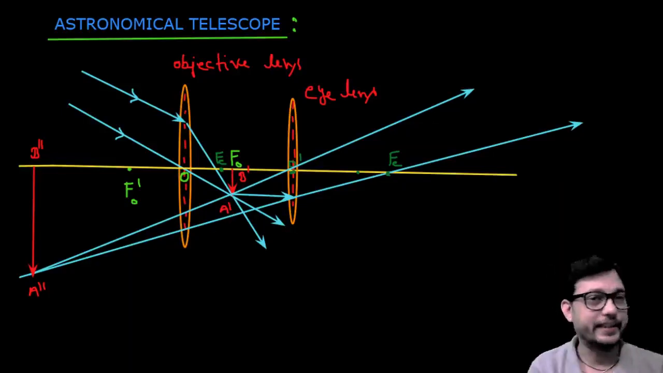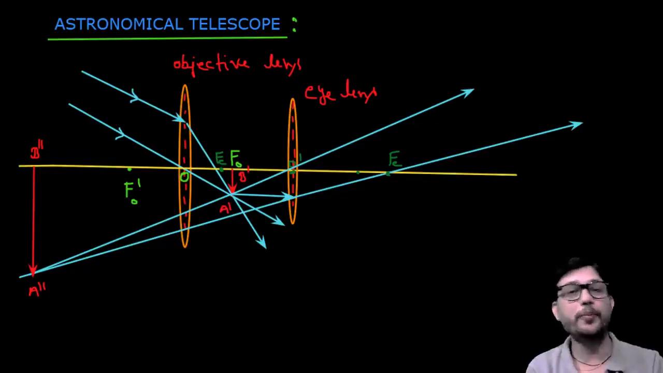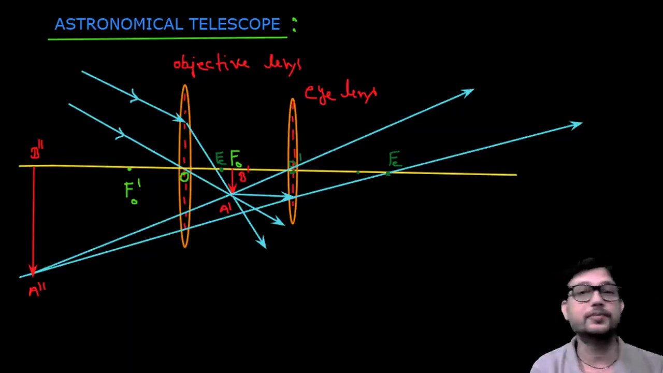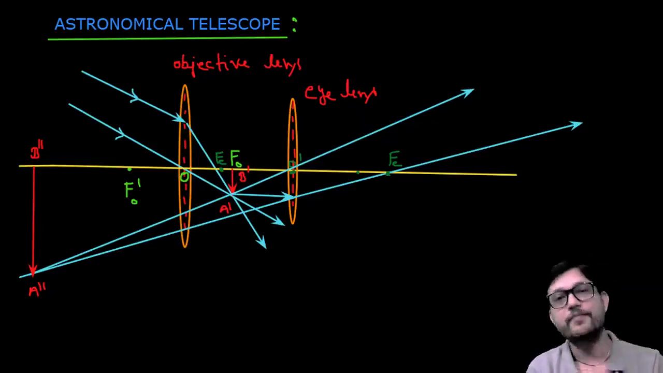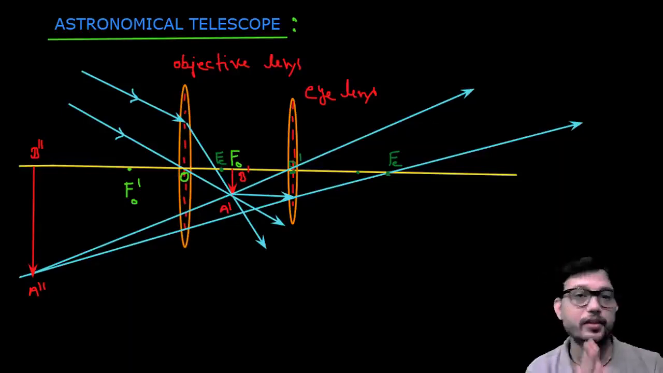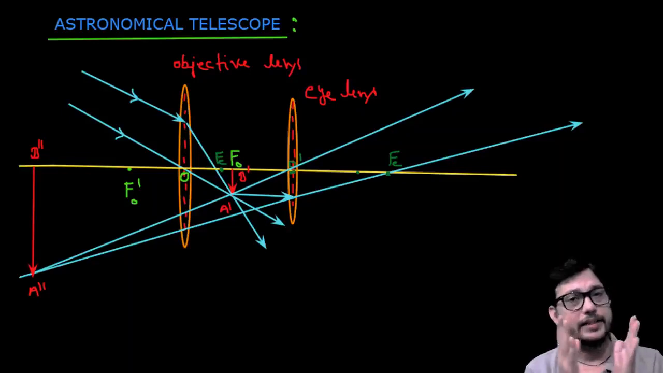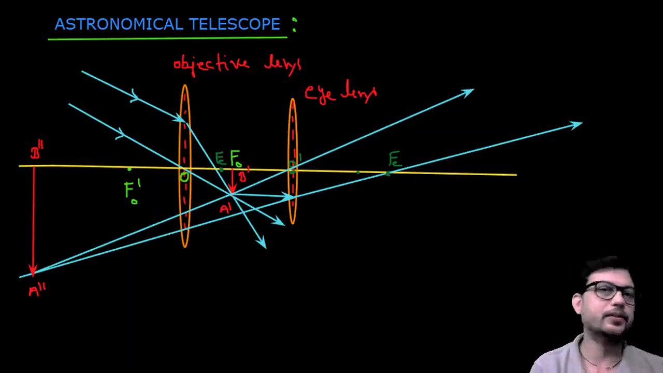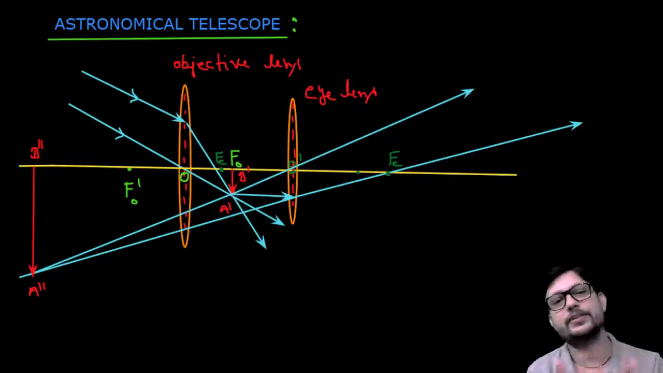Here you can see that the telescope is used to view objects which are far away from the earth, or we can see the heavenly bodies. Heavenly bodies can be seen by using the telescope. In this diagram, two lenses are used. First is the objective lens, whereas the other is the eye lens.